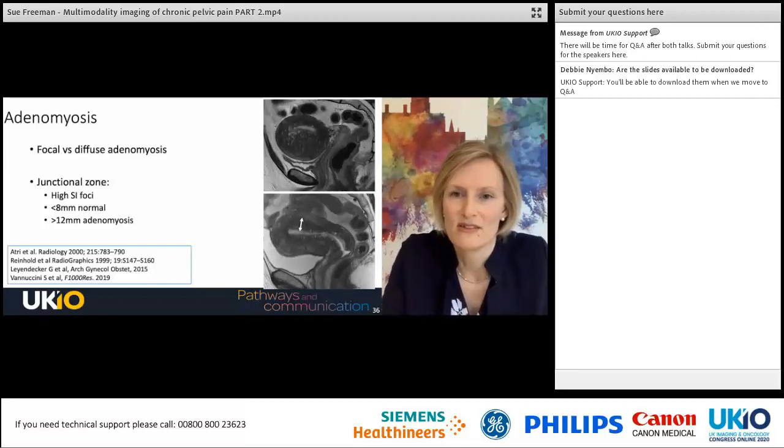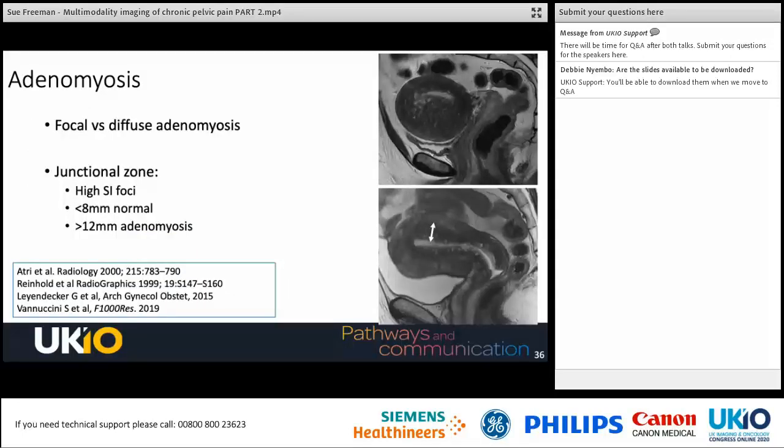to make the diagnosis. In particular, if there is the presence of high signal intensity foci on either T1 or T2 weighted imaging, that would push us towards the diagnosis. So you can see here on the bottom image, the double-ended arrow shows thickening of the junctional zone and also the presence of multiple high signal intensity foci within it.